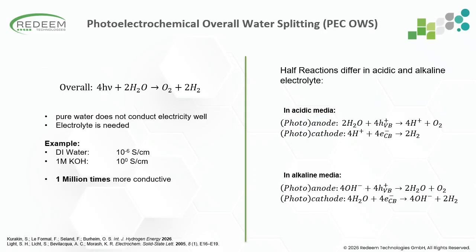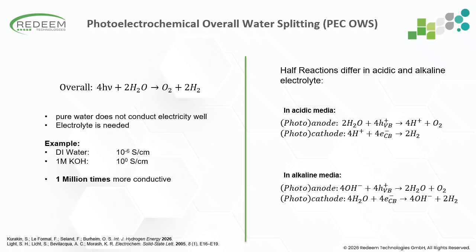And now that we understand how the photoelectrode generates these electrons and holes, we can look at the reaction we want to drive. For overall water splitting, the net reaction is simply the conversion of water into hydrogen and oxygen using sunlight. And the 4 absorbed photons ideally provide the 4 charge carriers needed for one reaction cycle.